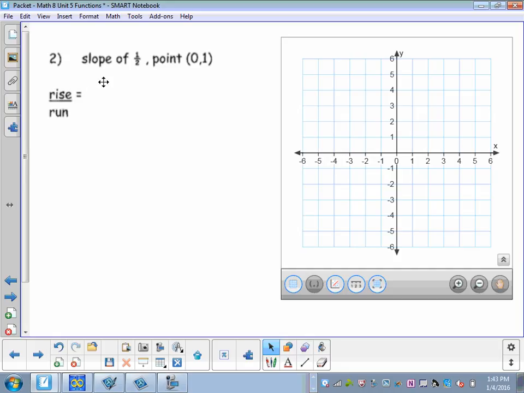Number 2, we have a slope of 1/2 and the point 0, 1. So that's easy. Our rise and run. Our rise is 1 and our run is 2. We're going to start at the point 0, 1. And then we're going to have a slope of 1/2. So we're going to rise 1, run 2. And again, we've been able to graph this line just knowing the slope and a point on the line.